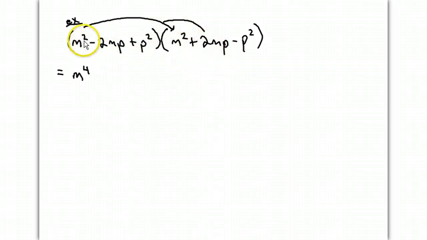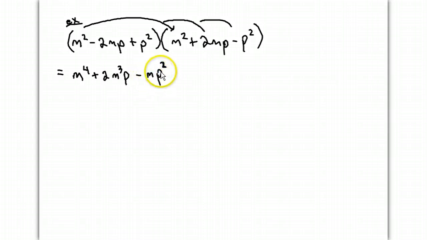Well, the m squared does nothing to the 2 and the p, but for the m, it's going to add to that power. So it gives me a positive 2m to the third p. Then I take it times the last one. Because there are 2 different letters, all you can do is put them together. So positive m squared times negative p squared gives me a minus mp squared. Doesn't matter if you put minus p squared m, it'll still be the same.